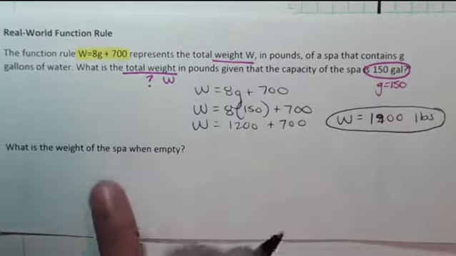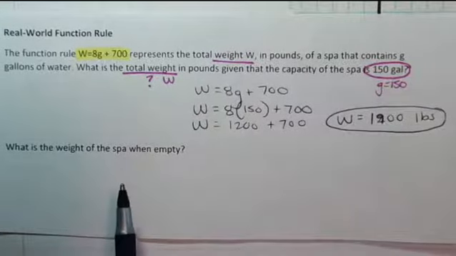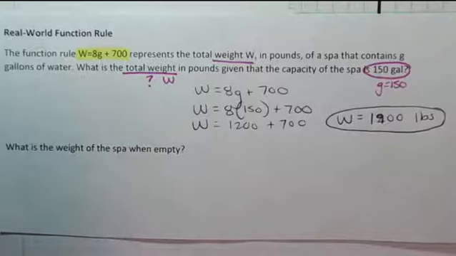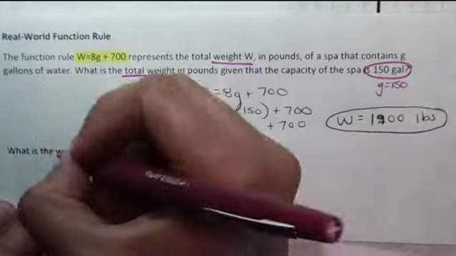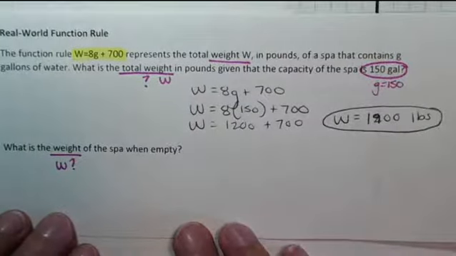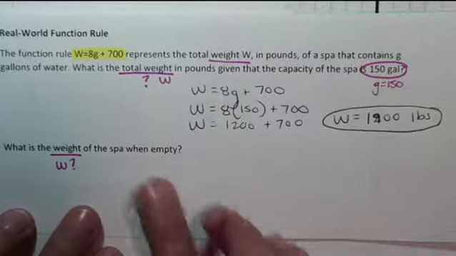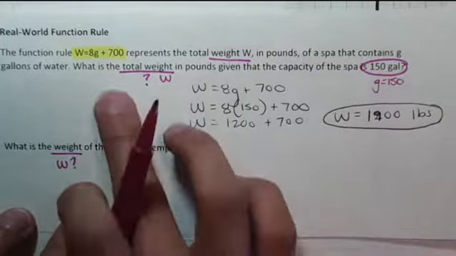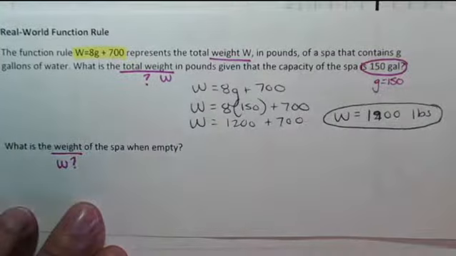Now this second question is working backwards. Go ahead and take a second to see if you and your partner can figure that out. So we'll pause the video until everyone's quite finished. The second one is, what is the weight of the spa when it's empty? So again, if they're asking me this question, the weight, that's what they want me to find. What's the total weight when the spa is empty? How would I identify the spa is empty at this point right here?